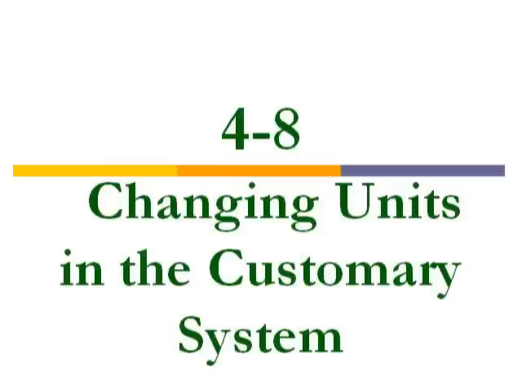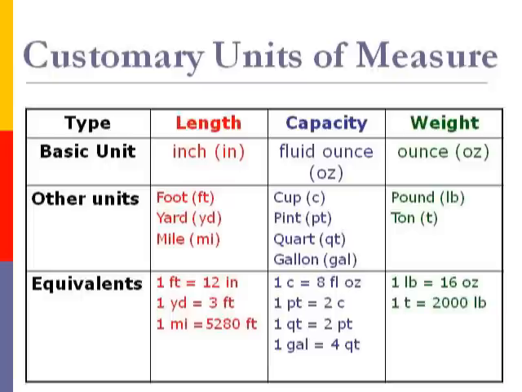Lesson 4-8 is titled Changing Units in the Customary System. The reason we call it the customary system is simply that it is the measurements that we are accustomed to using. Inches, ounces, pounds, tons, quarts, gallons, miles, feet, yards. These are our customary units of measurement.